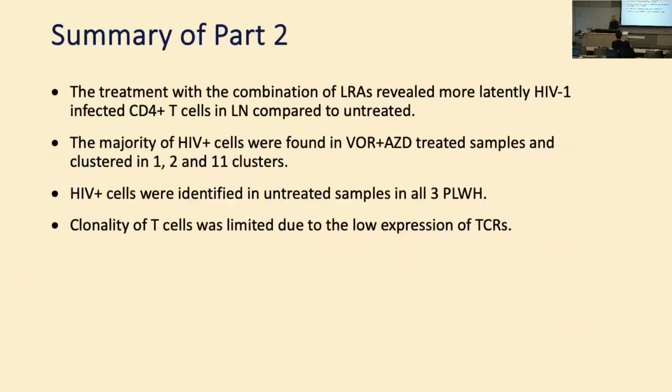So I guess this is the summary of my talk. I'm a little over, but altogether, the treatment with LRA combination revealed more HIV cells in lymph nodes and from people living with HIV compared to untreated, and the majority were identified here in specific cell subsets such as T cell memory, including helper cells and T regulatory cells. And HIV cells were identified in all untreated samples and all three people living with HIV. So until now, the cells look limited to downregulation.